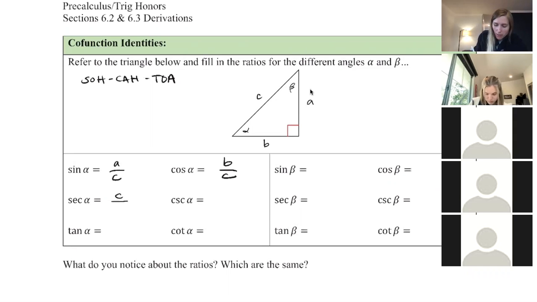Secant of alpha would be the reciprocal. Cosecant of alpha would be the reciprocal of sine. And I'm going to stop talking for a second.